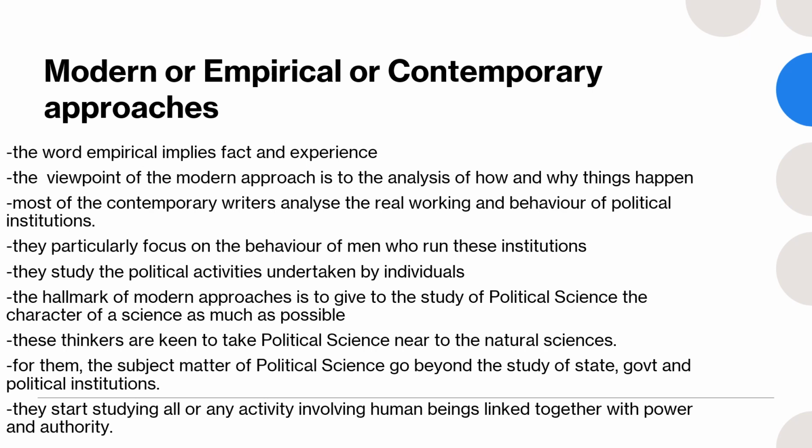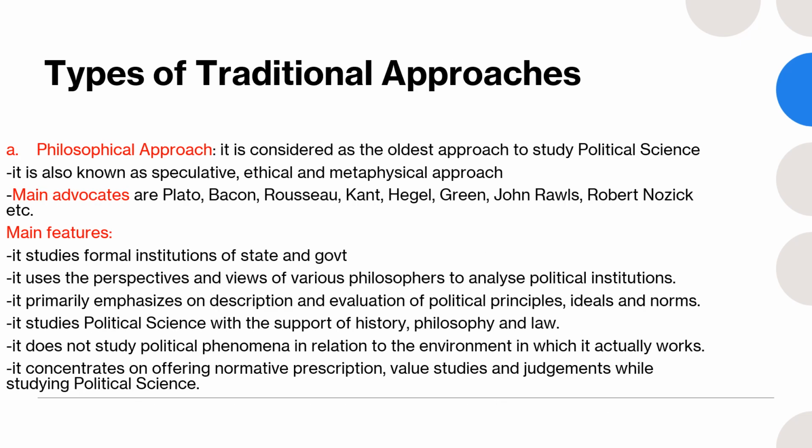The hallmark of the modern approach is to give to the study of political science the character of a science as much as possible. These thinkers or supporters of this approach are keen to take political science near to the natural sciences. For them, the subject matter of political science goes beyond the study of state, government, and other political institutions. Therefore, they start studying all or any activity involving human beings linked together with power and authority.